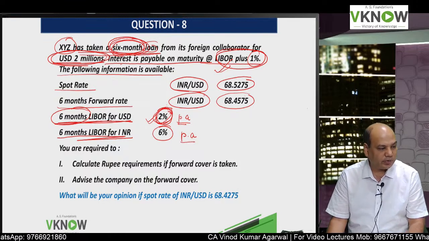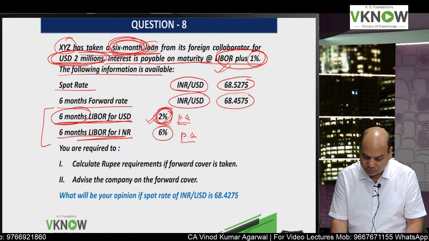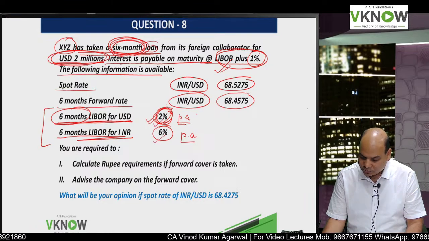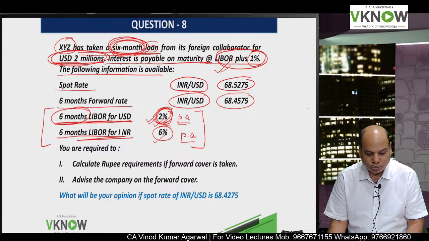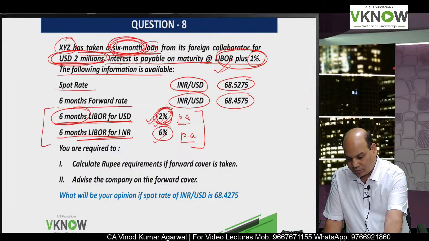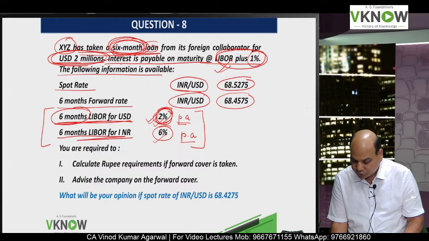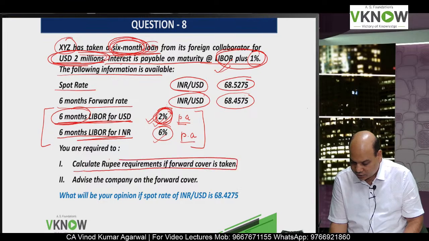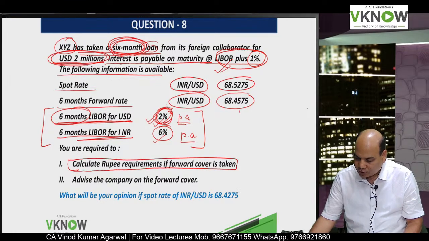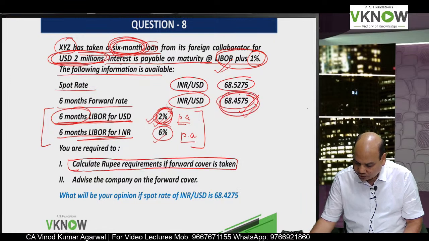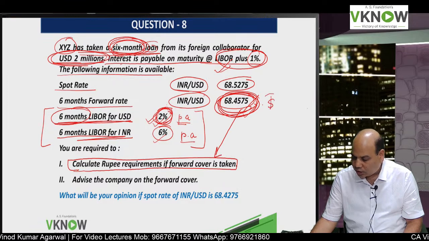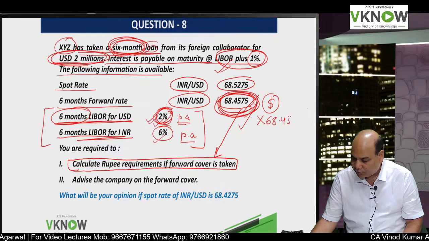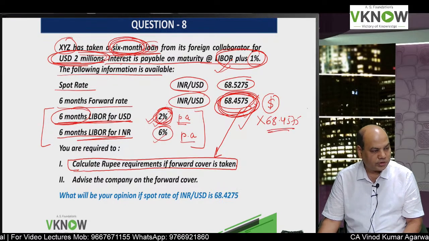So this is one place where students can make a mistake. They take directly 2 and 6. But please remember, all rates given are per annum rates. You are required to calculate the rupee requirement if forward cover is taken. So in case we take forward cover, we will have to pay at this rate after 6 months. So basically you have to find the dollar amount payable multiplied by this forward rate of 68.4575. So this is a very easy question.